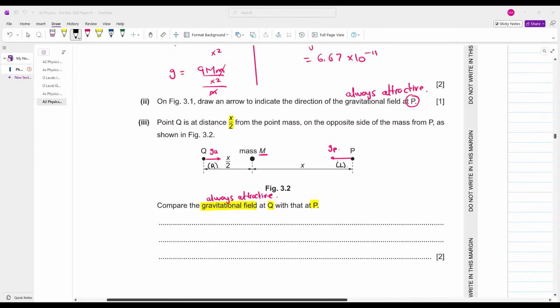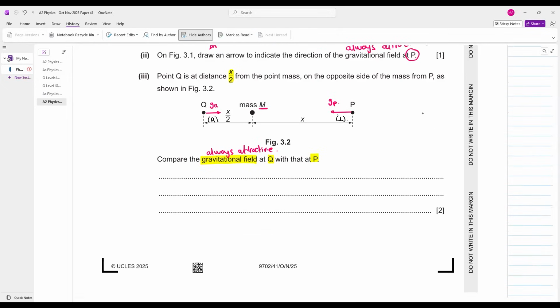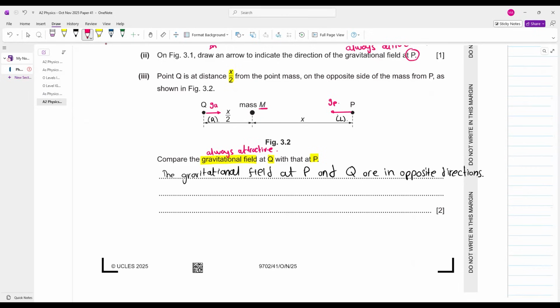How will you write this first point? You will say the gravitational field at P and Q are in opposite directions. The gravitational field at P and Q are in opposite directions. Furthermore, if I ask you to calculate the gravitational field strength at Q, how will you do that?